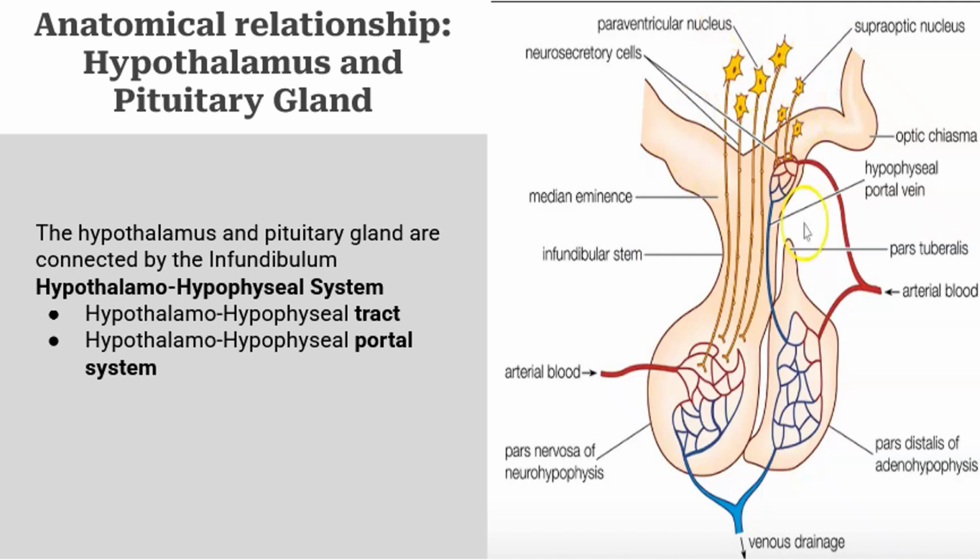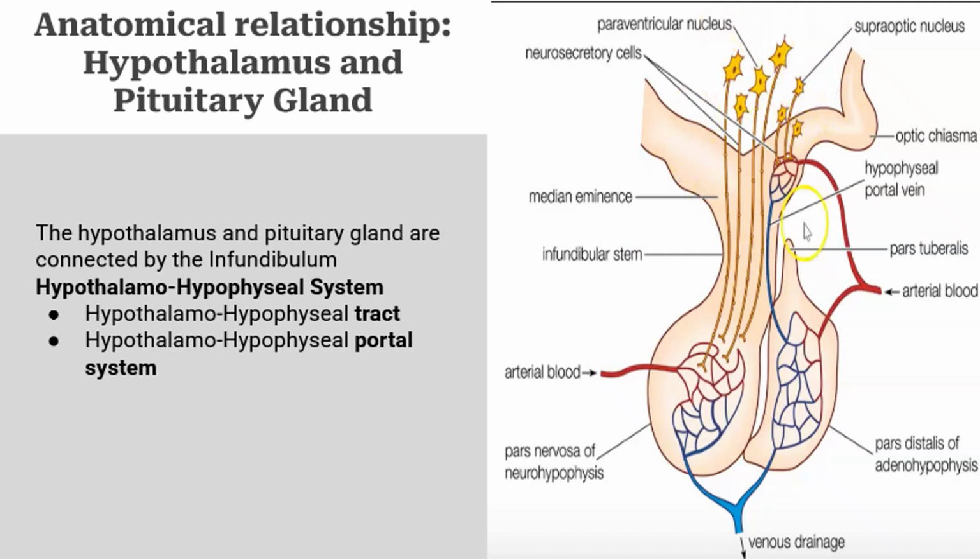The infundibulum also contains the hypophyseal portal vein, which releasing and inhibiting hormones travel through to target cells in the anterior pituitary gland to stimulate the release of hormones from the anterior pituitary gland.